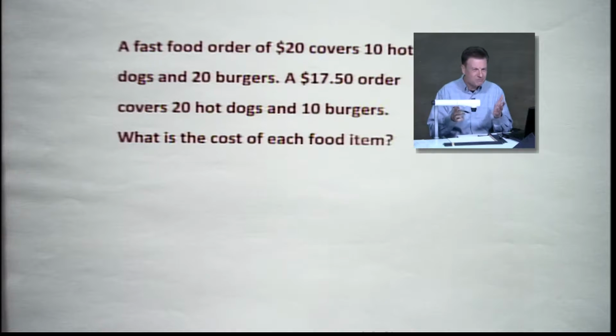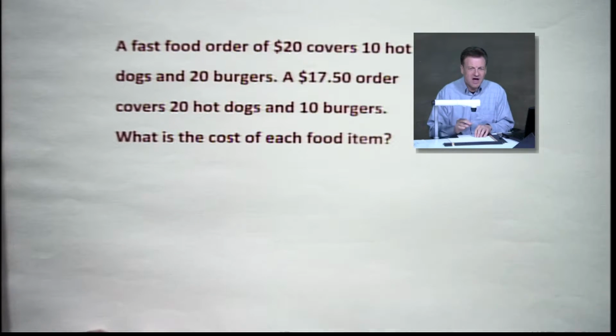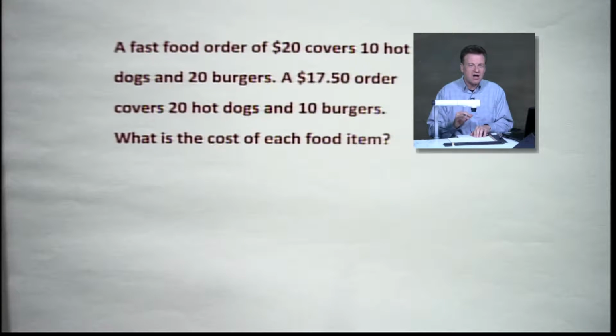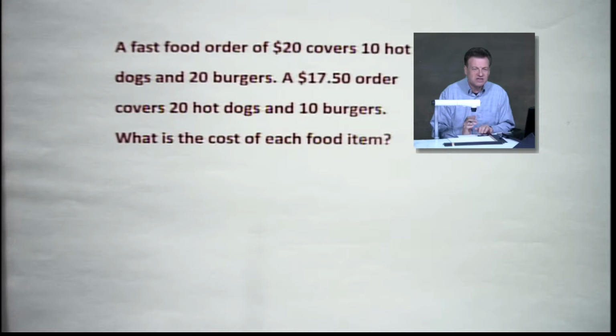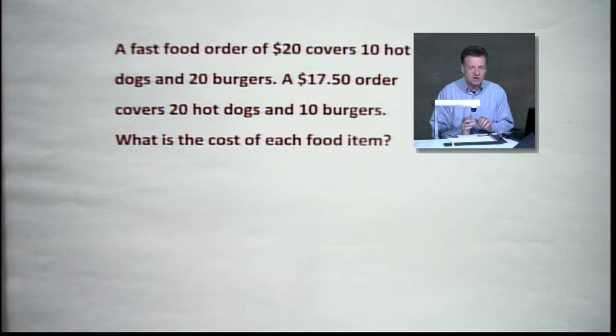Let's talk some more money. Let's talk food and money. Ooh, food and money. Here we go. A fast food order of $20 covers 10 hot dogs and 20 burgers. If y'all aren't getting hungry, I sure am. 10 and, oh my goodness, this is like feeding a family of 30.